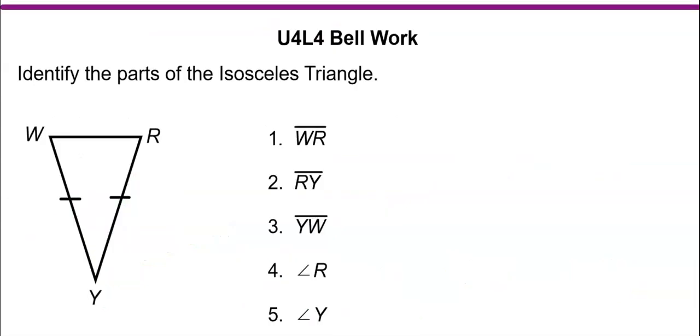Okay. So for the bell work, I want you to flip back to your definitions. Identify the parts for these isosceles triangles. What's the base, legs, base angles, vertex, etc. Give them all the appropriate names. Don't forget to highlight. That'll make your job a lot easier. If you have any questions, make sure you ask, and your teacher will gladly help you.